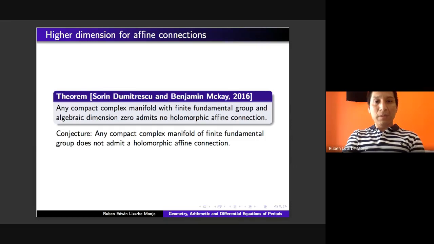A theorem of Sorin Dumitrescu and Benjamin McKay, 2016, shows that any compact complex manifold with finite fundamental group and algebraic dimension 0 admits no holomorphic affine connection. So the conjecture is that any compact complex manifold with finite fundamental group does not admit a holomorphic affine connection. This is the conjecture.